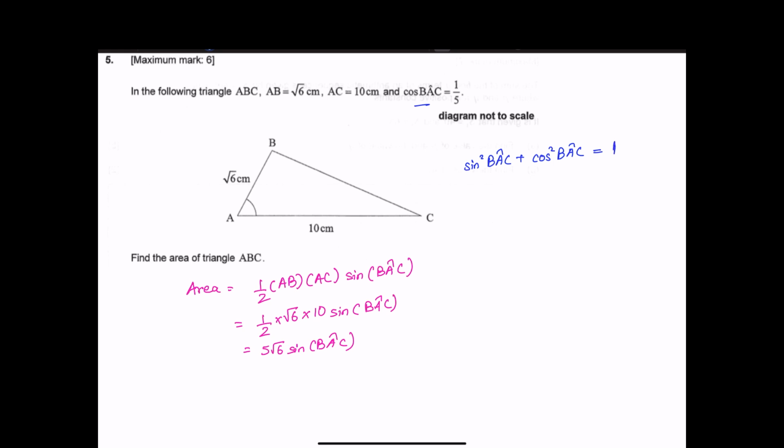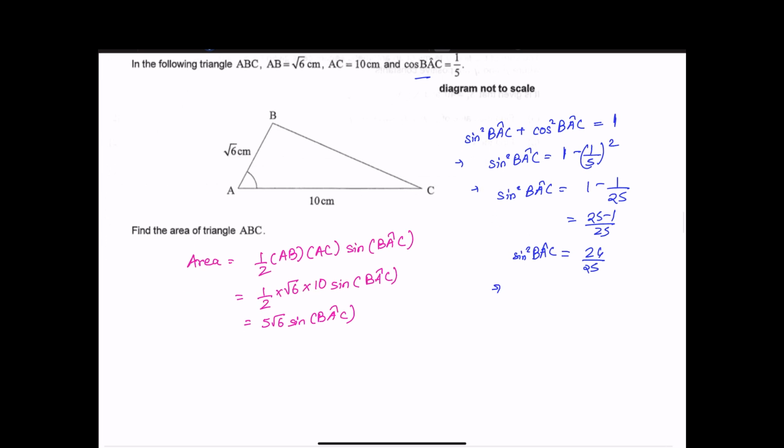This will be equal to 1. So sine square BAC would be 1 minus (1 by 5) whole square, which is 1 by 25. This will be 1 minus 1 by 25, which is (25 minus 1) by 25, which finally gives you 24 over 25. This is sine square BAC.